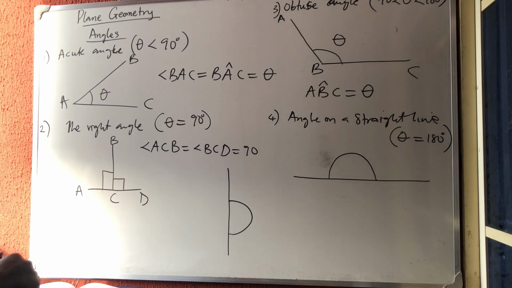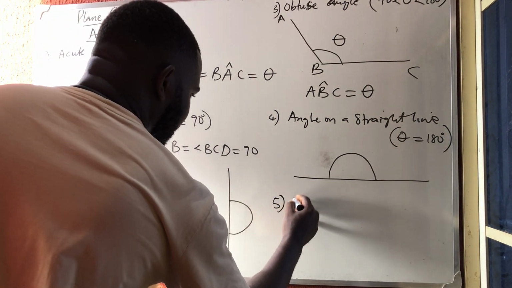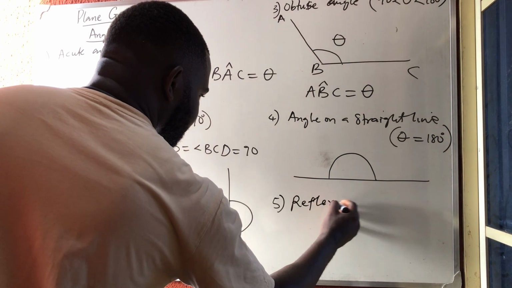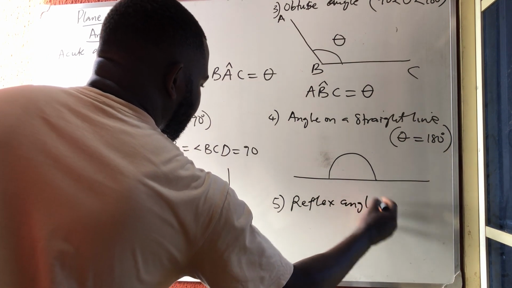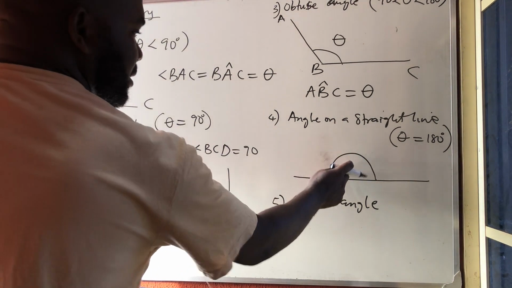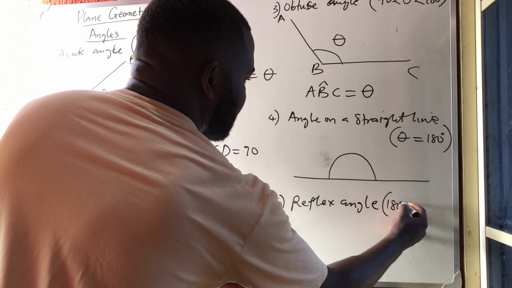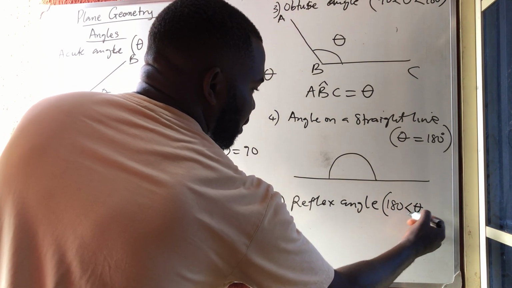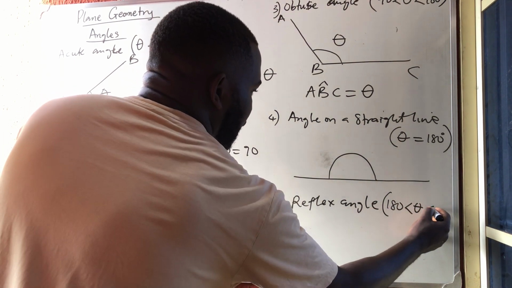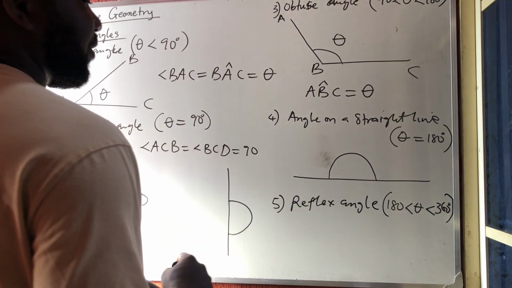The next one, which is the last one, number 5, is the reflex angle. A reflex angle is an angle that is greater than 180 but less than 360. So 180 is less than theta, which means theta is greater than 180, and theta is still less than 360 degrees. That is what we call a reflex angle.